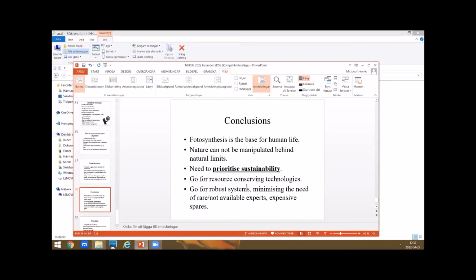So we need to go for resource-conserving technologies. And we need to go for robust systems, minimizing the need for rare or unavailable experts, expensive spares, and so on. Irrigation systems with plastic tubes of course need some sort of industrial products, but they are much more resource-conserving than canal irrigation or furrow irrigation. And this is a kind of technology which is easy to understand and maintain.